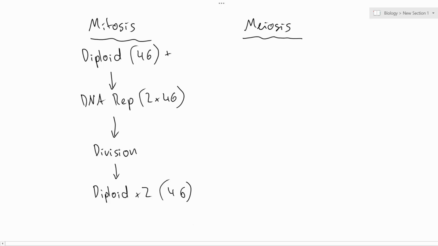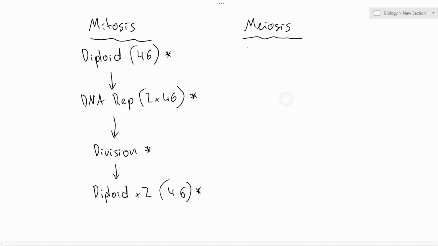So we start off with a diploid cell with 46 chromosomes, a full set. That full set doubles, so we have two full sets within. That cell will divide and we will get two diploid cells as a result. So mitosis is diploid cells returning to being more diploid cells. The diploid cells dividing to create pairs of diploid cells.